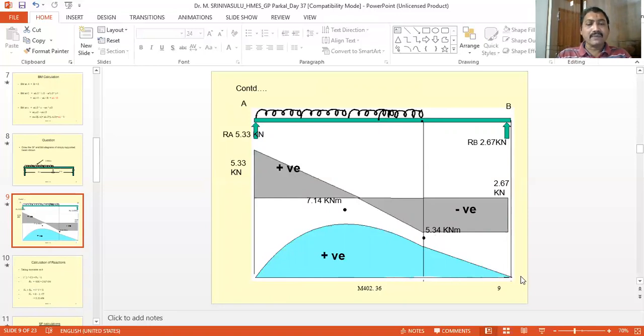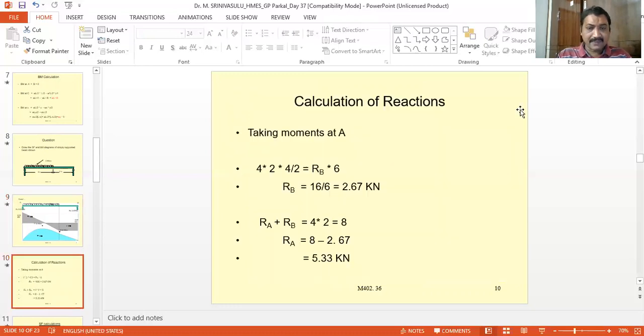Now, first of all, we are supposed to find out the support reactions, that is RA and RB, because here we cannot directly write them down, as the beam is not symmetrically loaded. Therefore, we have to find out the RA value and RB value. So the first step is to find out the support reactions.